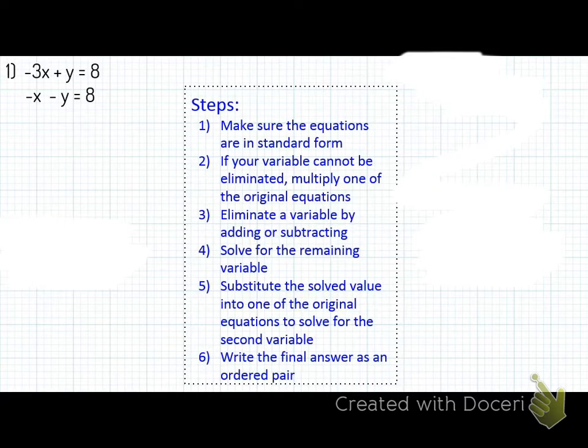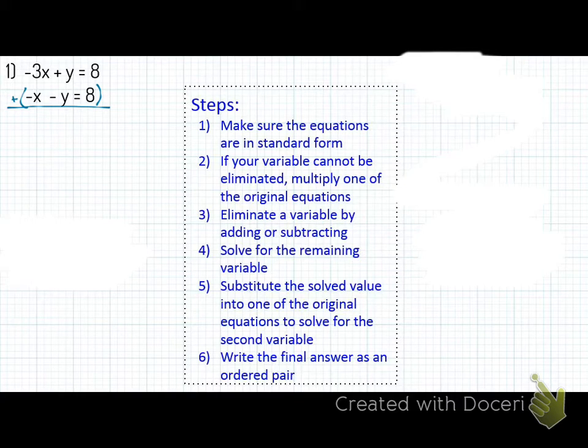Okay, number 1. We have 2 equations here. These are 2 linear equations because it's x to the first, and they're already in standard form, which is real nice. We have negative 3x plus y is equal to 8, and then negative x minus y is equal to 8. So I want to eliminate either x's or y's by adding or subtracting. So the way I think about that is I take my second equation, and I want to either add or subtract. So I'm going to focus on my x's.